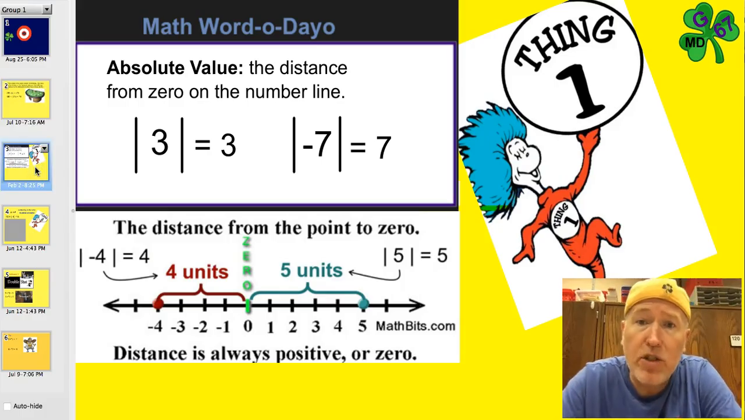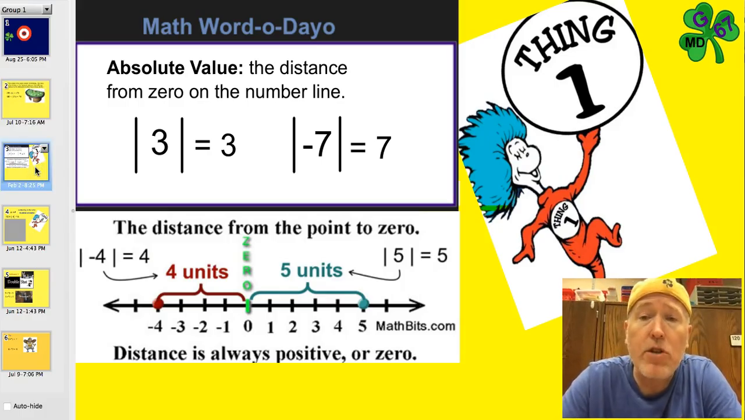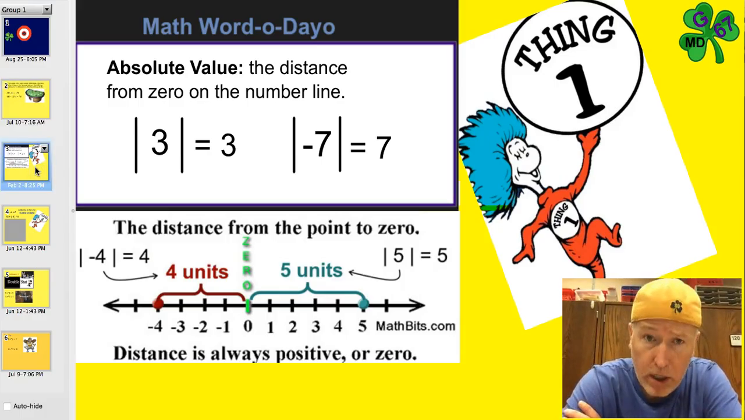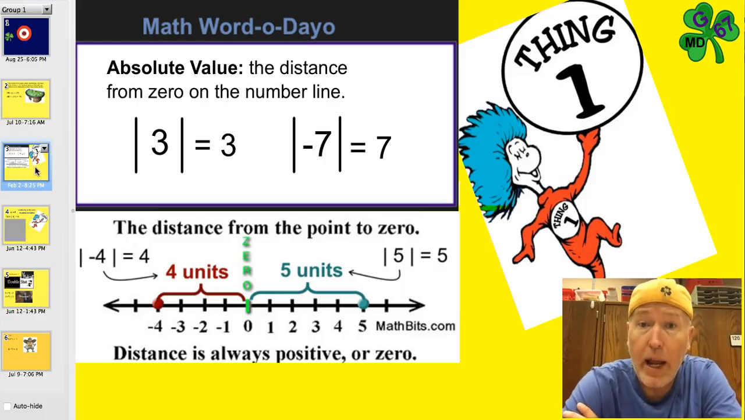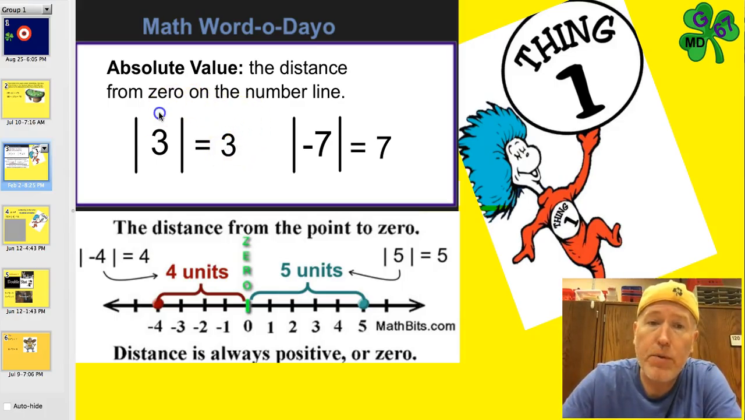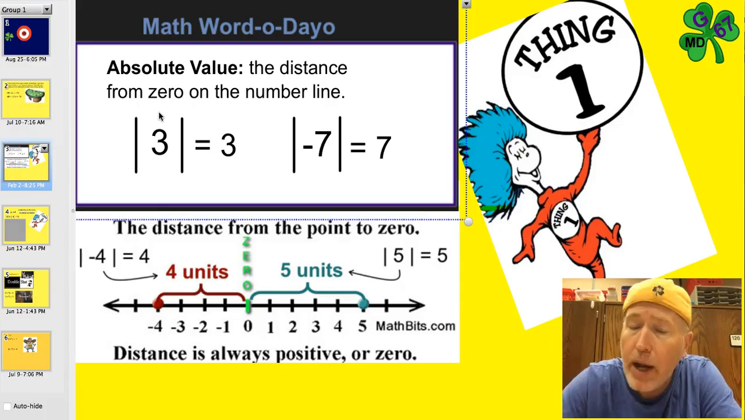But there are two things you need to know before I even get into the 3 rules that are most important to know when adding and subtracting negative integers. First of all, you need to understand what absolute value is. Absolute value is the distance from 0 on a number line. Take a look here. The absolute value of 3 is 3. It's 3 units or 3 little jumps to 0 on a number line.